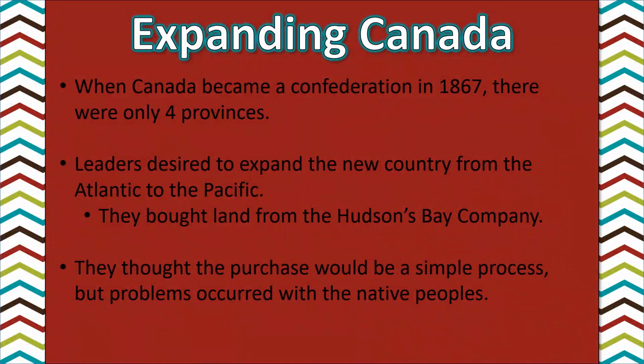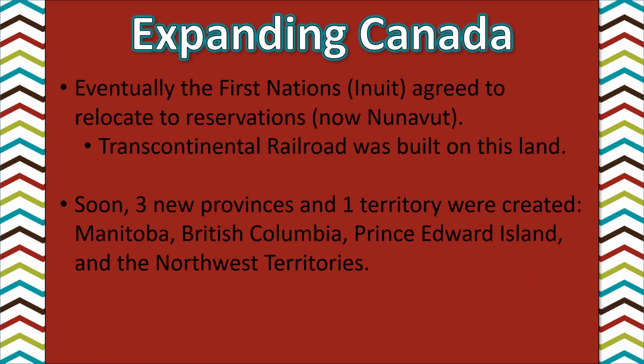So, expanding Canada. When Canada became the Confederation in 1867, there were only four provinces. And what are those? Nova Scotia, New Brunswick, Quebec, and Ontario, where leaders decided to expand the country from the Atlantic to the Pacific. So they bought land from the Hudson Bay Company, in the upper part of the map. And eventually, the First Nation, the Inuit, agreed to relocate, because if they did not relocate, there would be another war.